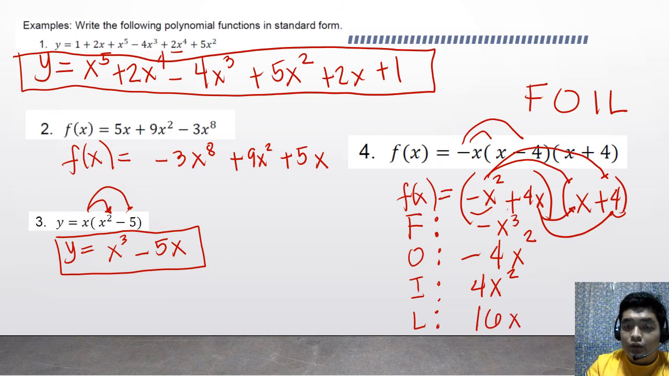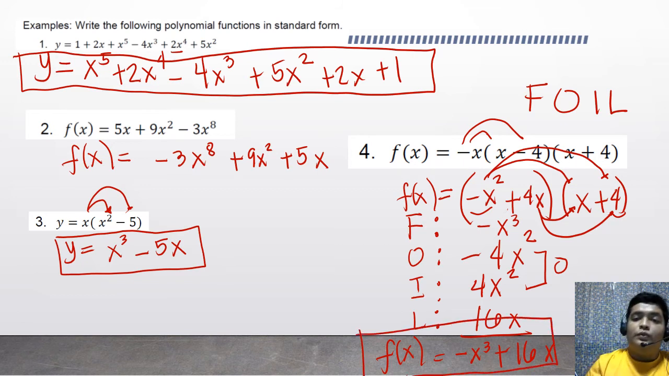Okay, so you have to arrange everything, then combine. These are like terms, the x squared terms, and this is 0. So our f of x now is negative x cubed plus 16x. So that's in standard form already.